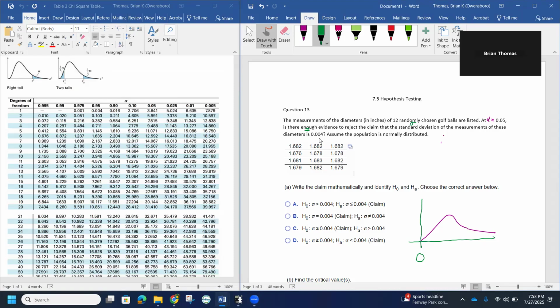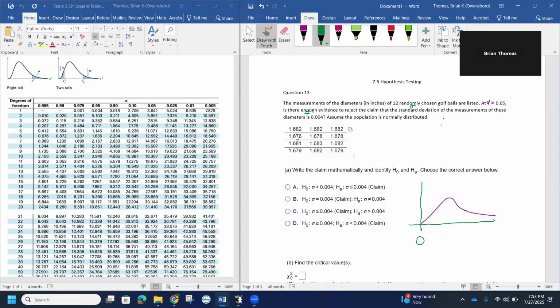So again, this was the population standard deviation. What they're saying is sigma equals 0.004, or 4 thousandths of an inch. As we move into the question, they gave us some data of the 12 golf balls. They don't actually give us the sample standard deviation. They give us the data that would help us calculate it, so we have a little bit of work to do there. And I'm going to show you how to do that with a calculator.